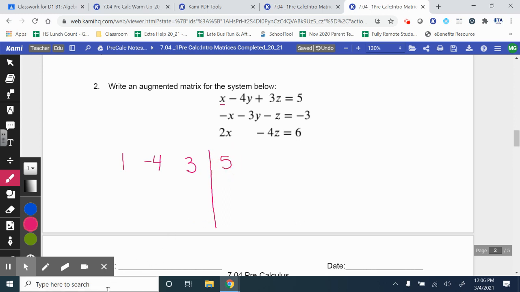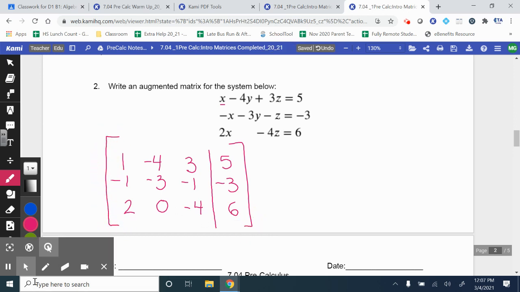the 5. So now you're going to do the same thing for the next row. So now I just take the coefficient. So -1, -3, -1, and then -3. Pause the video here and write out your coefficients for the last row. So here you should have 2. There's no y value, so the coefficient is a 0, -4, and 6. And we usually close them up with square brackets. So that's your matrix for that system of equations.